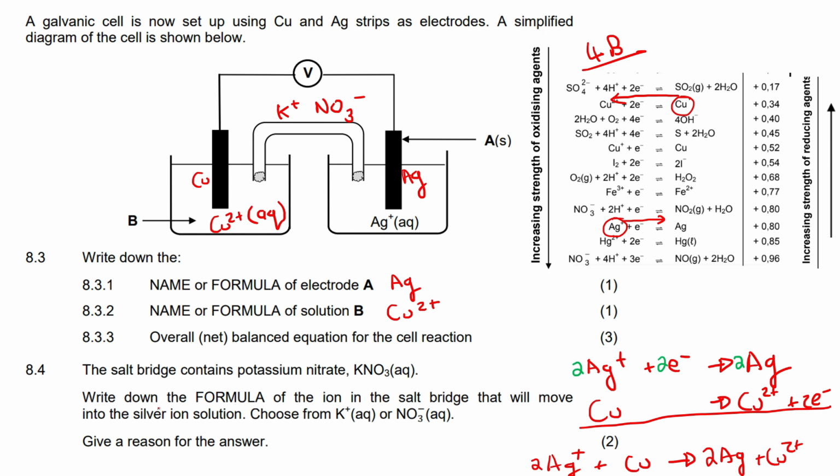In the salt bridge, write down the formula of the ion in the salt bridge that will move into the silver solution. Okay. Choose from this one or this one.